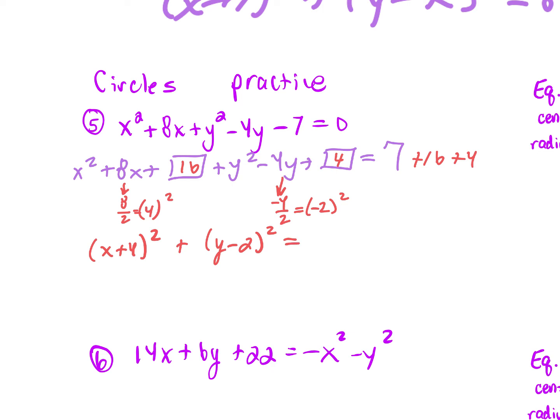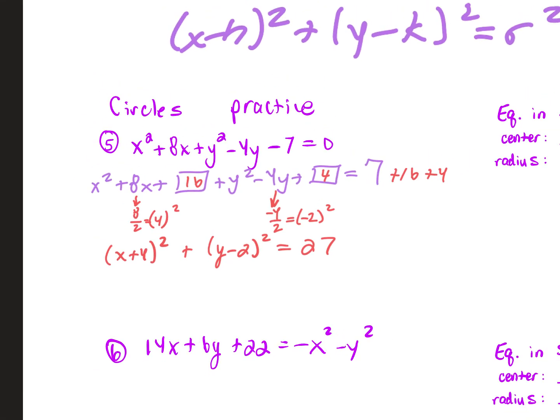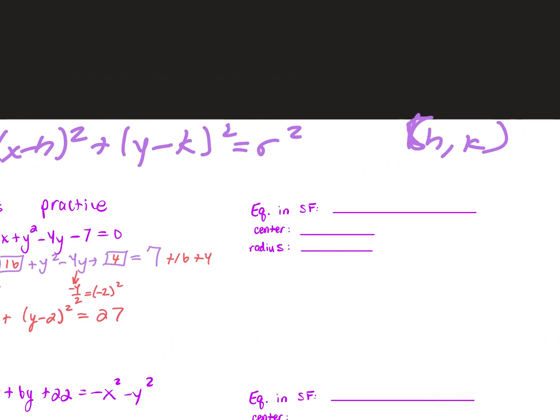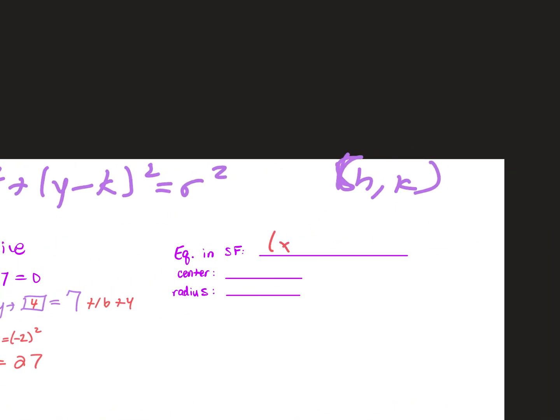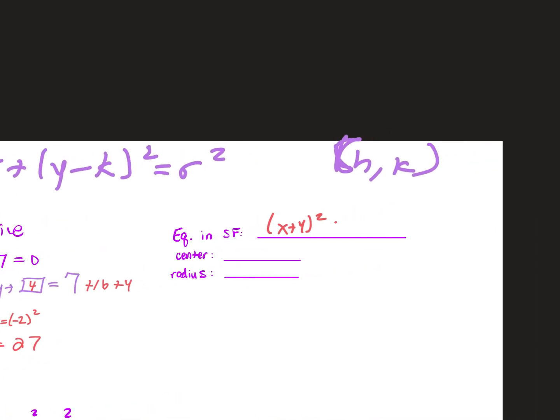So equals. Guys, what is 7 plus 6 plus 4? So equals 27. Mm-hmm. So let's look. Here is our equation in standard form. We just wrote it. So your equation in standard form is x plus 4 squared plus y minus 2 squared equals 27. All right, you guys with me? Now, what is the center of this circle?